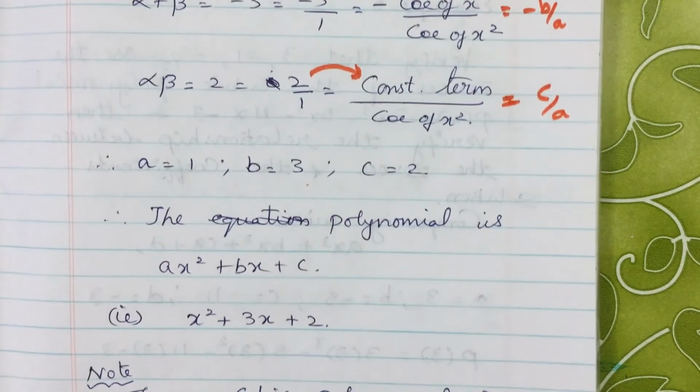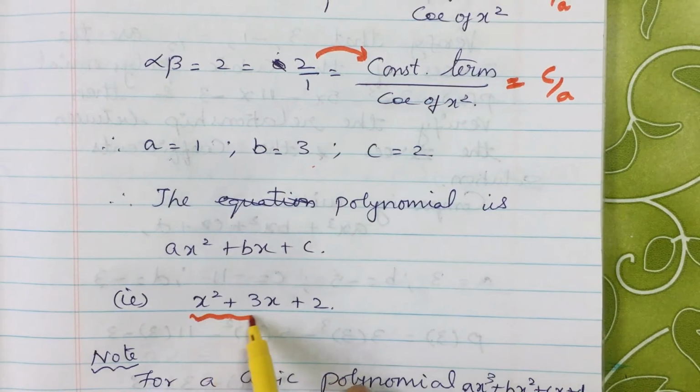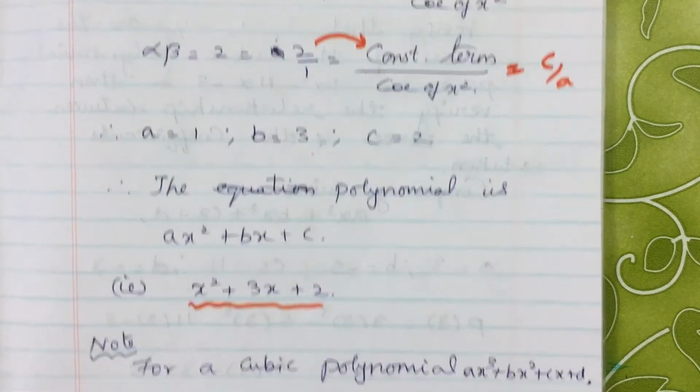So this should be substituted in the general form of the polynomial, that is ax square plus bx plus c. So a is 1, b is 3, substitute there. So 1x square plus 3x plus c is 2. So this is the required equation.